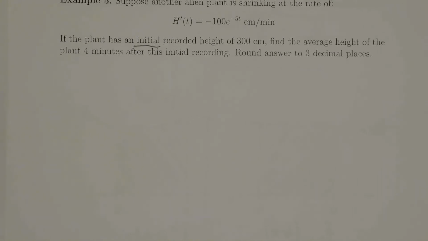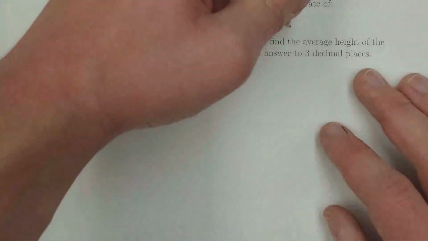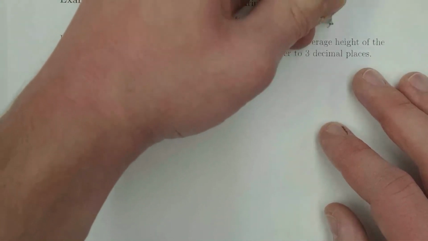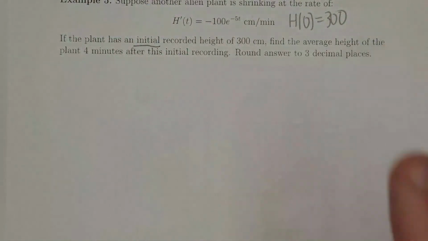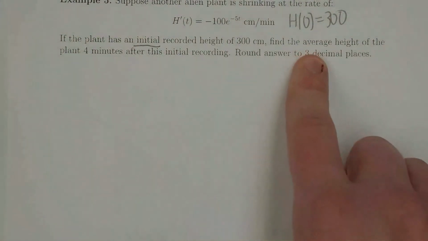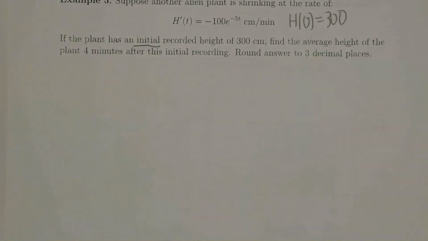So h of what equals what? Yep, h of 0 equals 200. Good. Okay. So now there's one more thing we need to look at here. We need to find the average height of the plant 4 minutes after the initial recording.